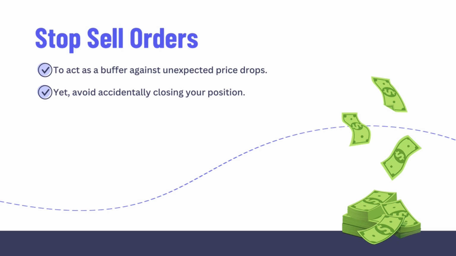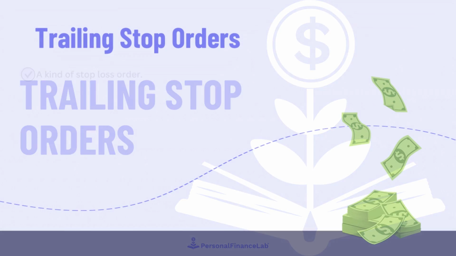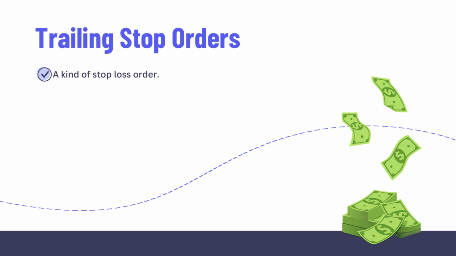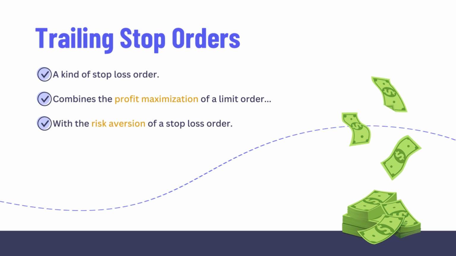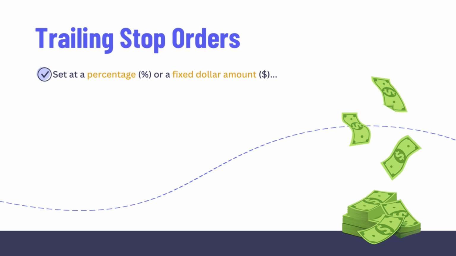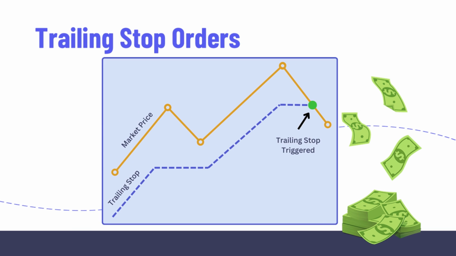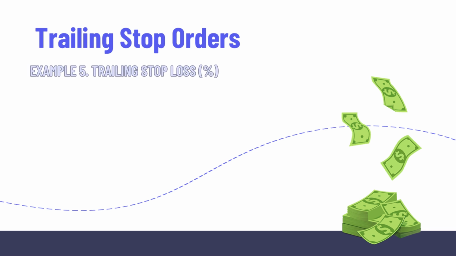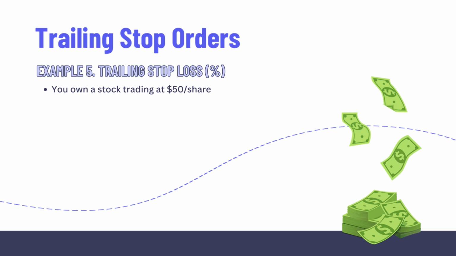price fluctuations. A trailing stop order is a kind of stop loss order that combines the profit maximization of a limit order along with the risk aversion of a stop order. A trailing stop order is set at a percentage or a fixed dollar amount below the current market price of the stock. As the stock price rises, the stop price also rises by the same percentage or amount. This means that the stop price will always be a certain distance behind the current market price, hence the term trailing.